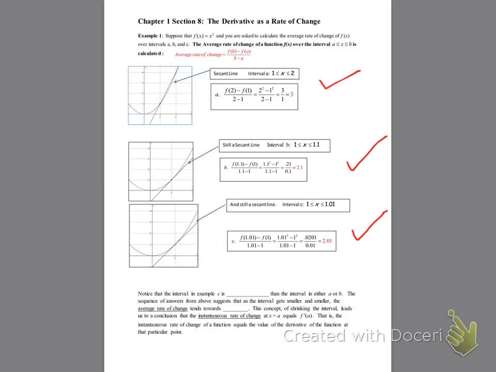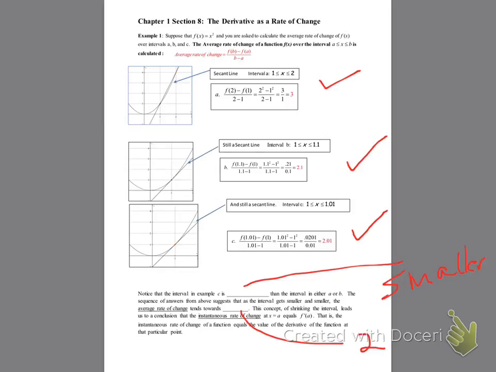So it says, notice that the interval in example C is blank, then the interval in either A or B. So on this line, you would write the word smaller. Okay? Then we go on to say, the sequence of answers from above suggests that as the interval gets smaller and smaller, the average rate of change tends towards, so what do you think? We go from 3 to 2.1 to 2.01. So I would say that the average rate of change tends to 2.